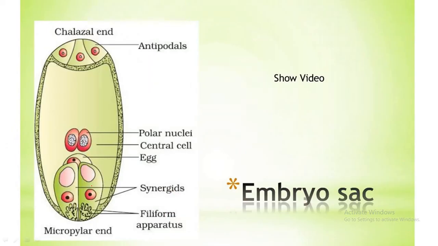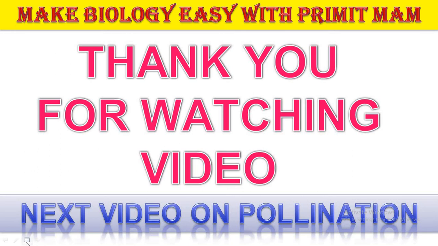So this is the complete diagram of embryo sac, where at the chalazal end you will find 3 antipodal cells. Okay, these are 2 polar nuclei. और ये जो सेंटर का सेल है उसको क्या कहेंगे? सेंट्रल सेल. At the micropylar end the 2 cells are called the synergids and 1 cell is known as egg cell. Okay. I hope this is clear to everyone.